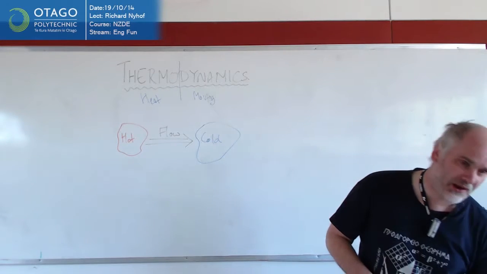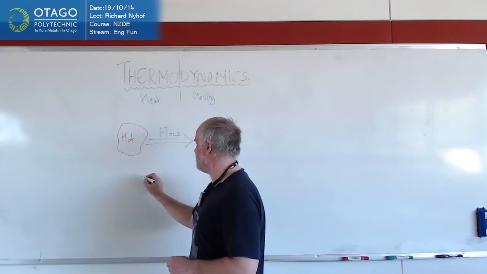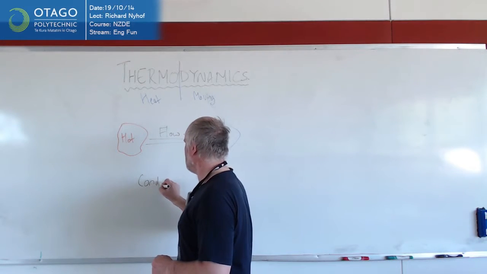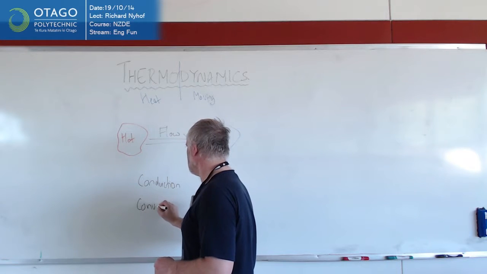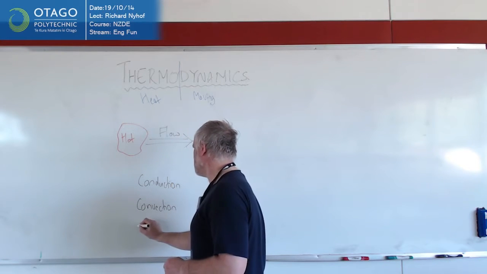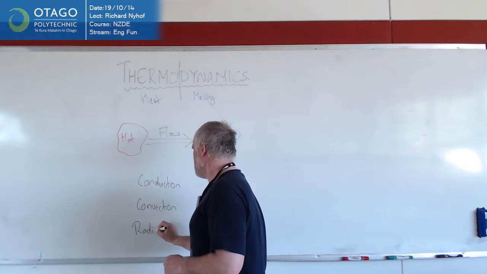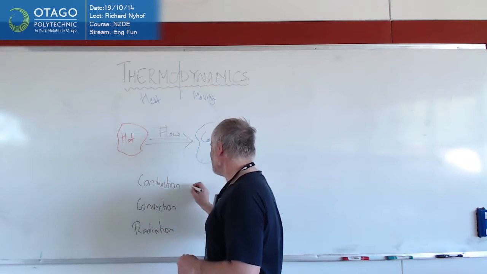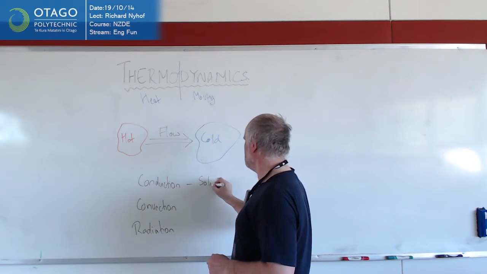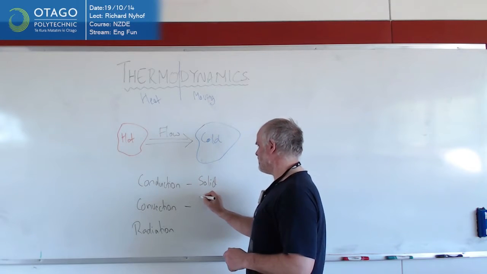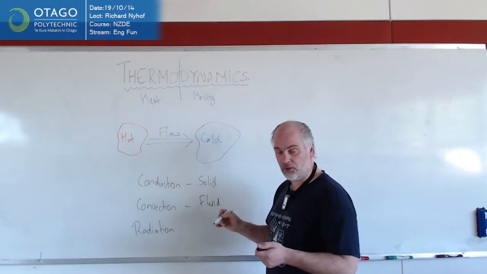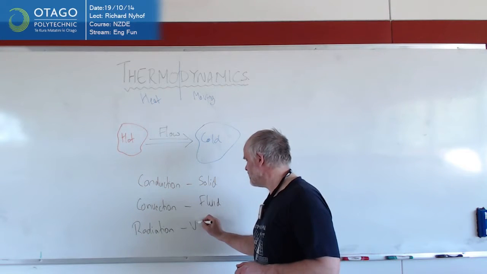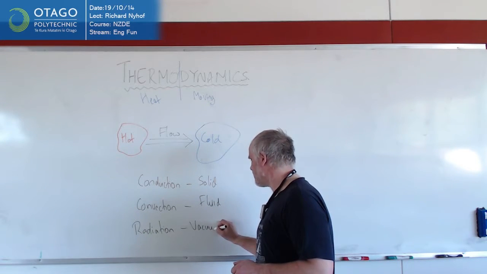And we're going to talk about three different types of heat flows. We're going to talk about conduction, convection, and radiation. And very roughly, conduction is for solid, convection occurs in a fluid, so a liquid or a gas, and radiation can occur through a vacuum.